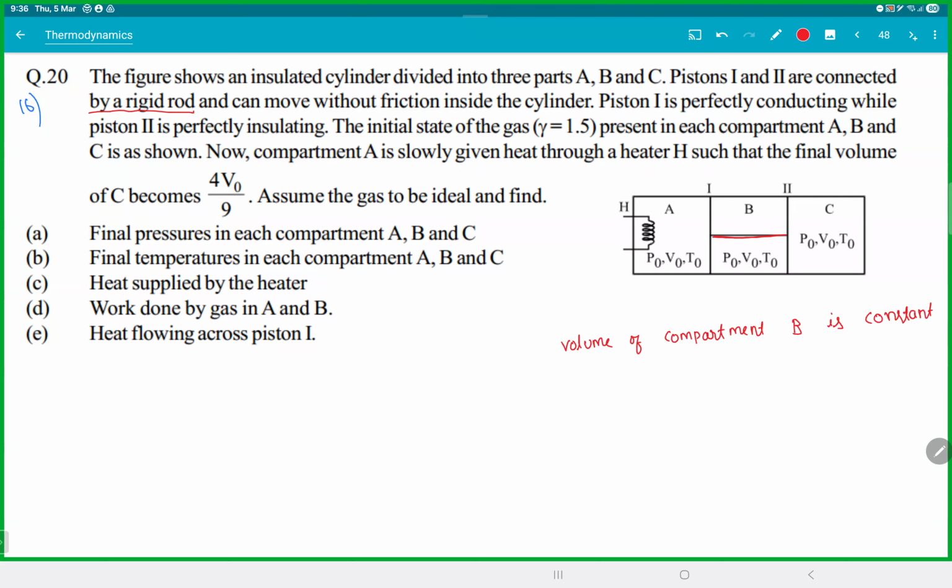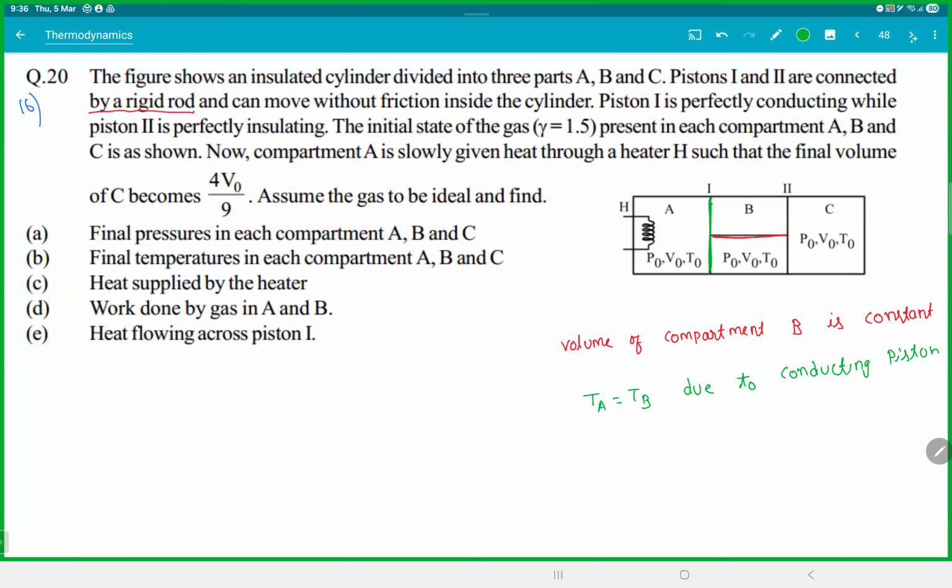Okay. Piston 1 is perfectly conducting. So this piston here is perfectly conducting. And what will the conducting piston do? Because of the conducting piston, the temperature in A and B will always be the same. Temperature at A is equal to temperature at B due to the conducting piston. Because if the temperature was different, heat would start flowing through the piston. Great. Compartment A is given heat through the heater and the final volume is 4V0 by 9.